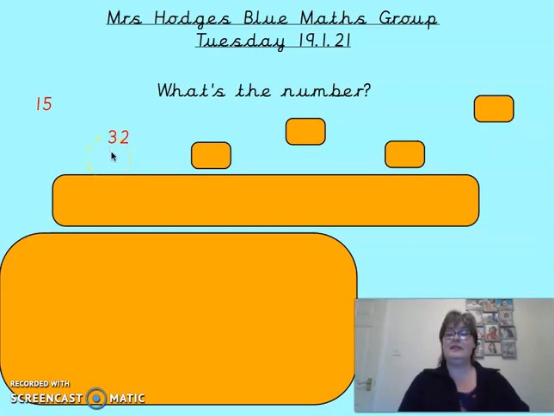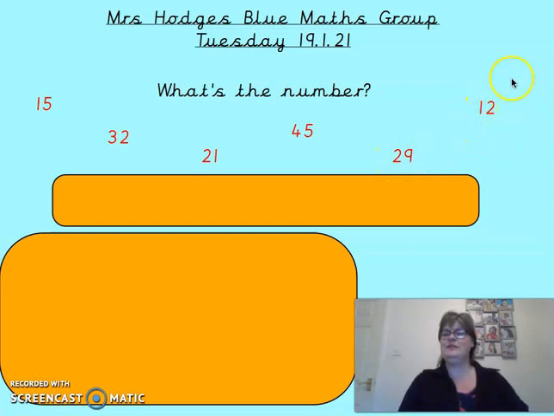Okay, hopefully you're saying, Mrs. Hodges, that one is 32. The 3 is our 30, the 2 is our single number, so 32. Let's try our next one. Yes, I'm hoping you're shouting 21. Let's try number 4. 45. Have a look at our next one. 29. And then this one sometimes tricks people. What's this one? 12. Okay, how did you do? Hopefully you got all 6 of those right.